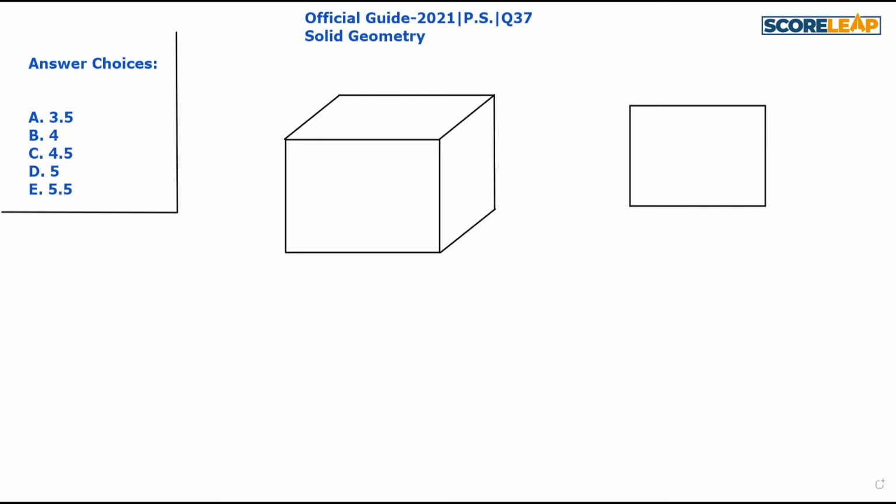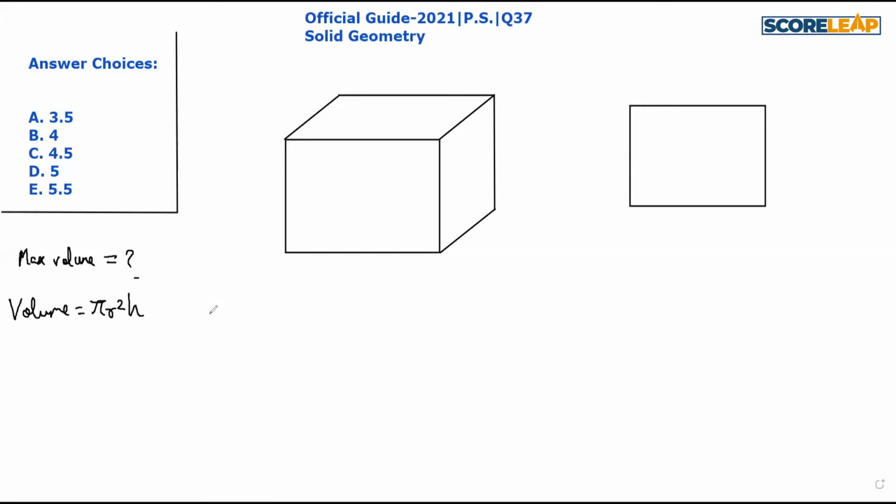Okay, this is the condition given, that the box is resting on one of its sides and the cylinder is placed in it. Of all such canisters that would fit, what is the outer radius in centimeters of the canister that occupies the maximum volume? So we want the maximum volume of the cylindrical canister. Now the volume of a cylinder is given as pi r square into h. So we have to remember this.